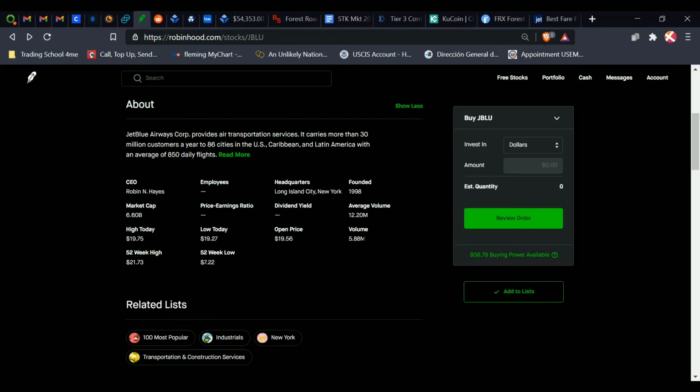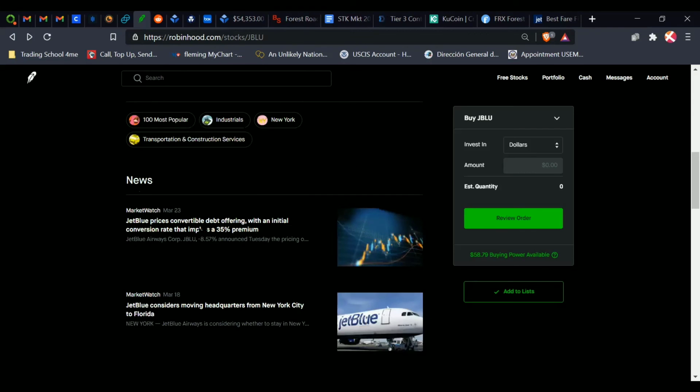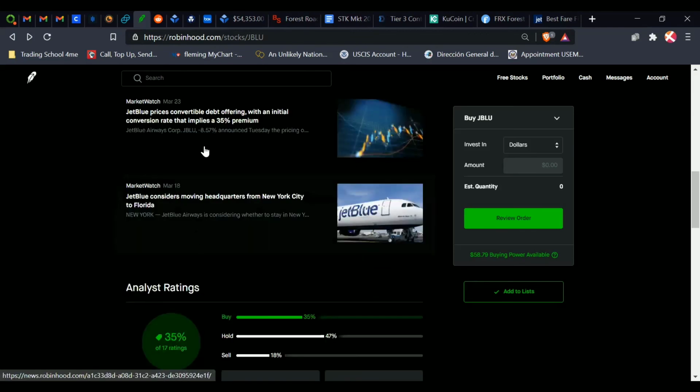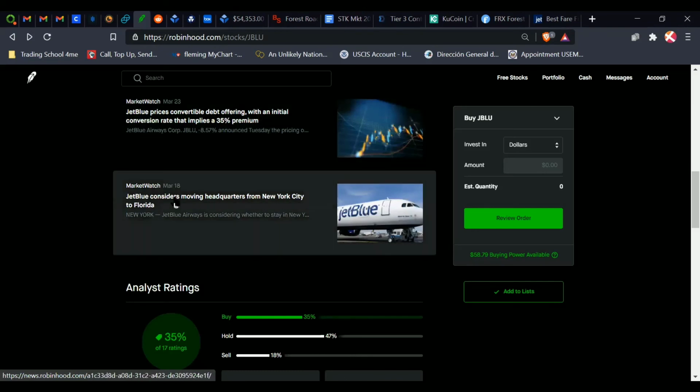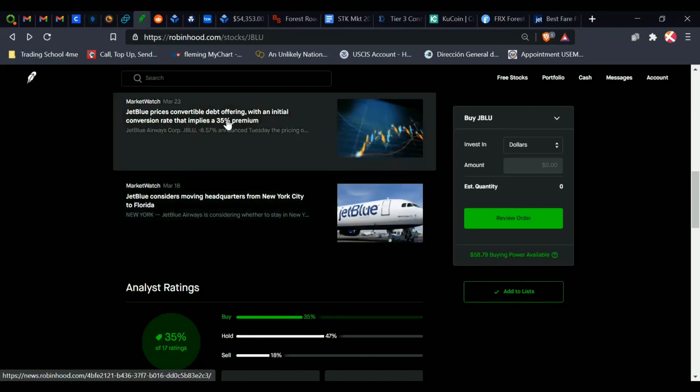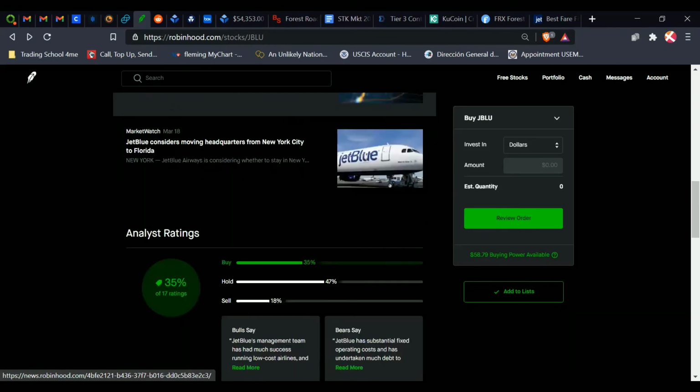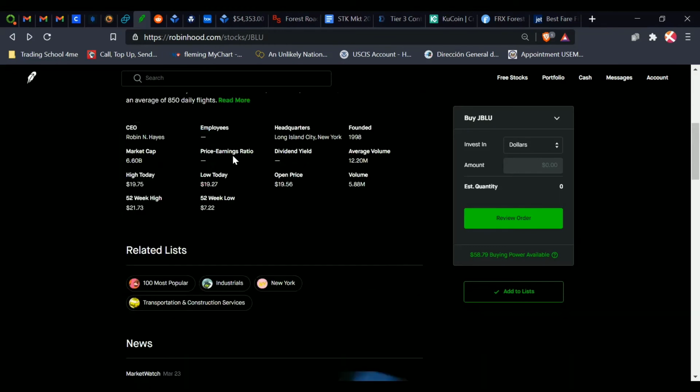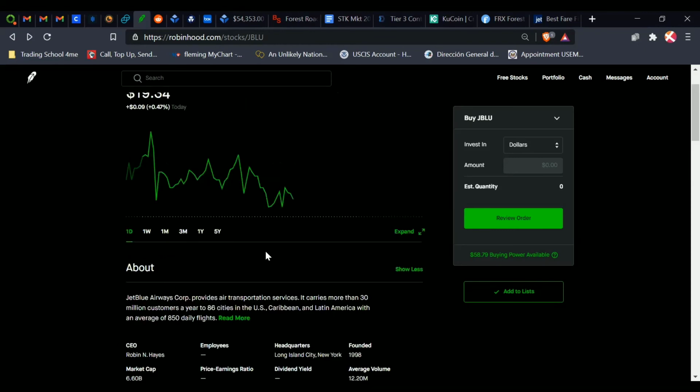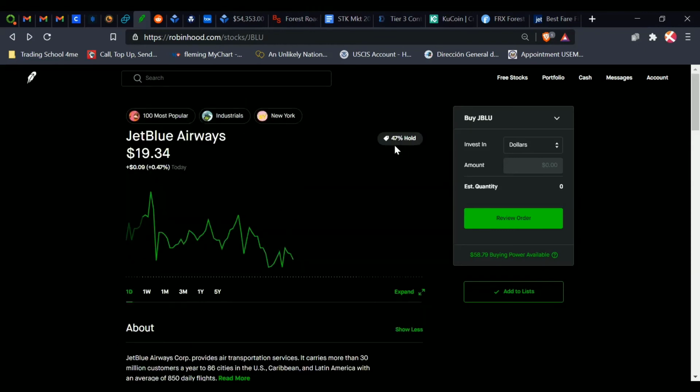So it shows the volume, the average volume, open price, dividend, low today, high today, and news. News is very important. So these are the March 23rd news and then March 18th. There's a debt offering that just happened yesterday from when this information was published. And you've got to be aware of that as you're getting ready to invest, what the odds are and what people are saying. 47% of analysts rate JetBlue Airways as a hold.